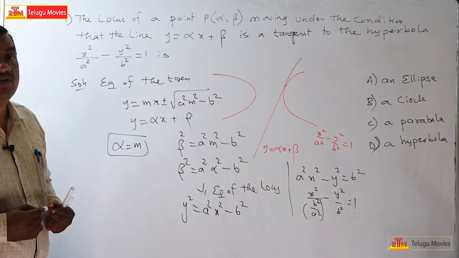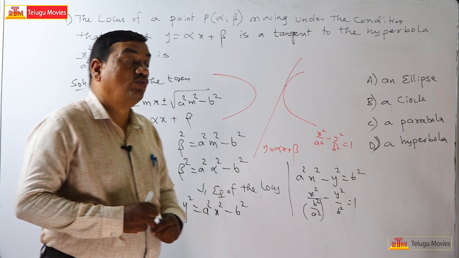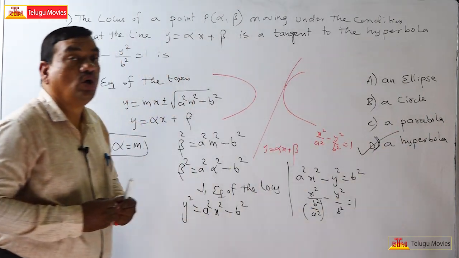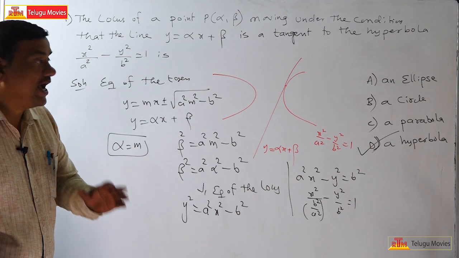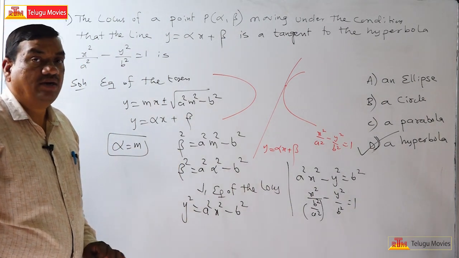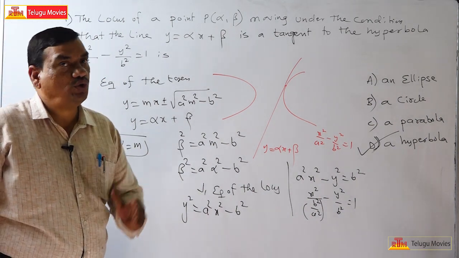So, clearly this is of the form x square by a square minus y square by b square is equal to 1. So, this is the equation of a hyperbola. So, the locus is a hyperbola. This is one of the important models. Okay now, right. I hope that you understand this concept. Let us move to the next problem.